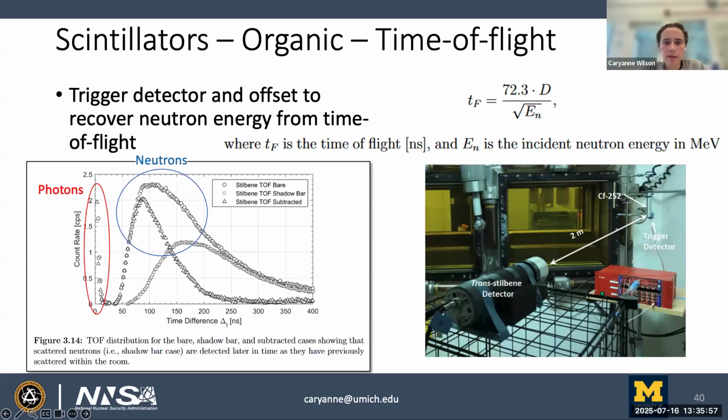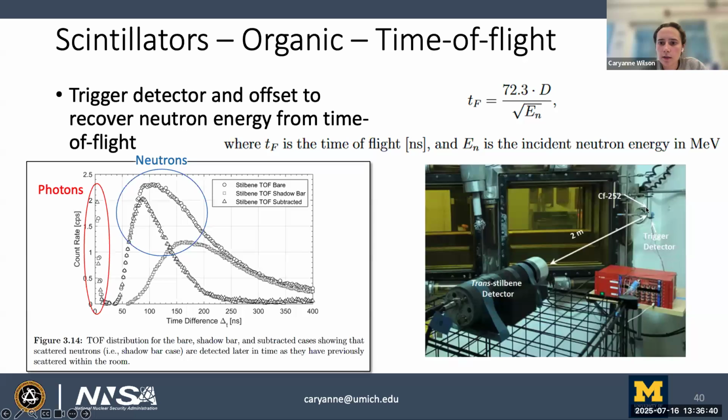So, as I mentioned on a previous slide, organic scintillators are difficult to characterize because energy and light output are not linear. So what we can do to characterize the light output from neutron interaction is what we call time of flight measurements. A spontaneous fission source will emit multiple neutrons and gamma rays, and you have two detectors. You can see a trigger detector next to the spontaneous fission source, and then another detector that's put at a further distance away from it.